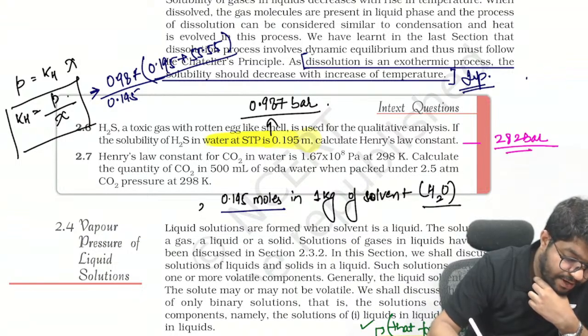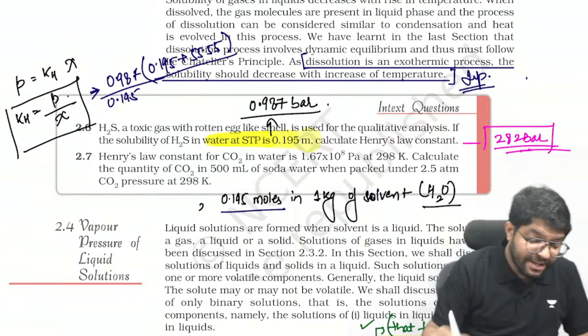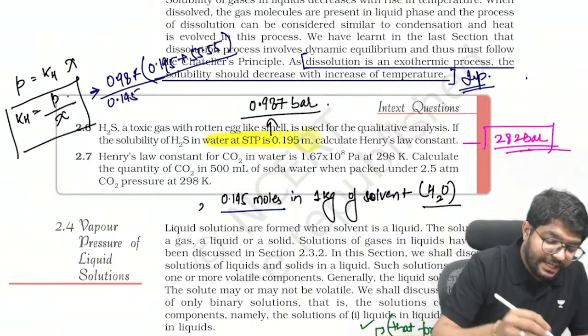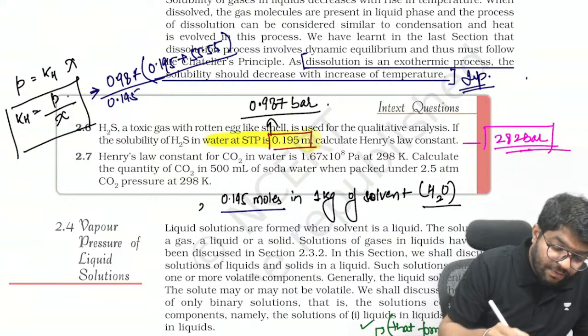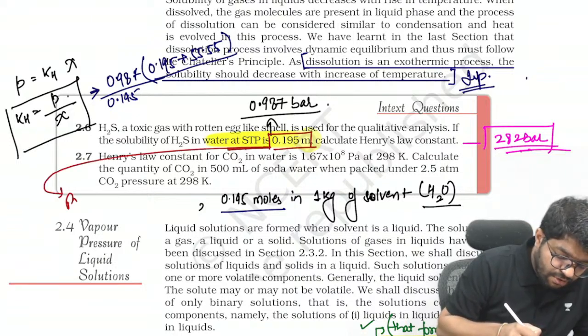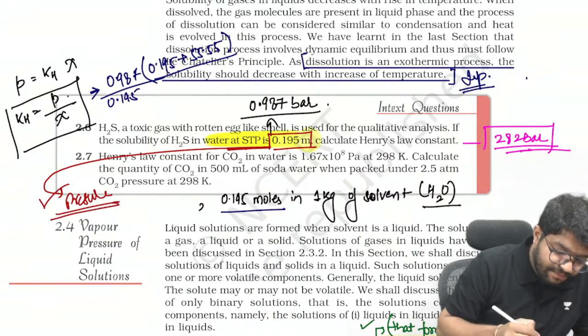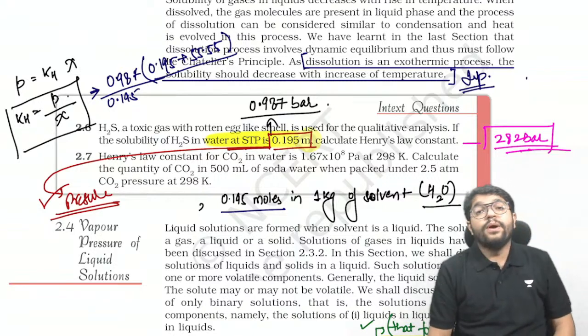There were very important key details in the question itself. Number one, what were the key details? The concentration was given in molal first. Then STP talked about the pressure also. Correct? Question number 6 is done.